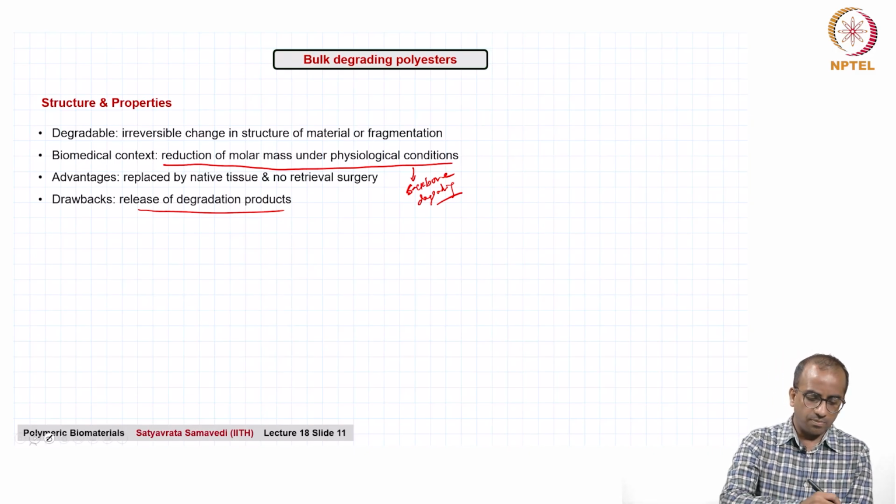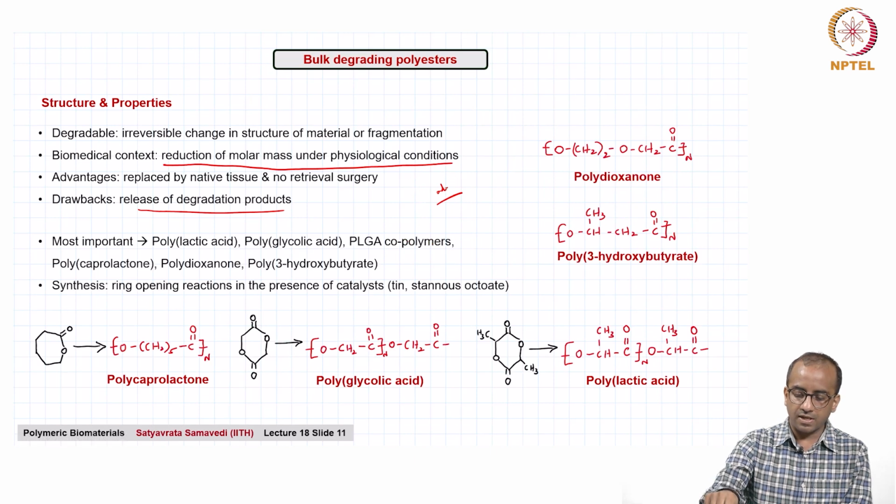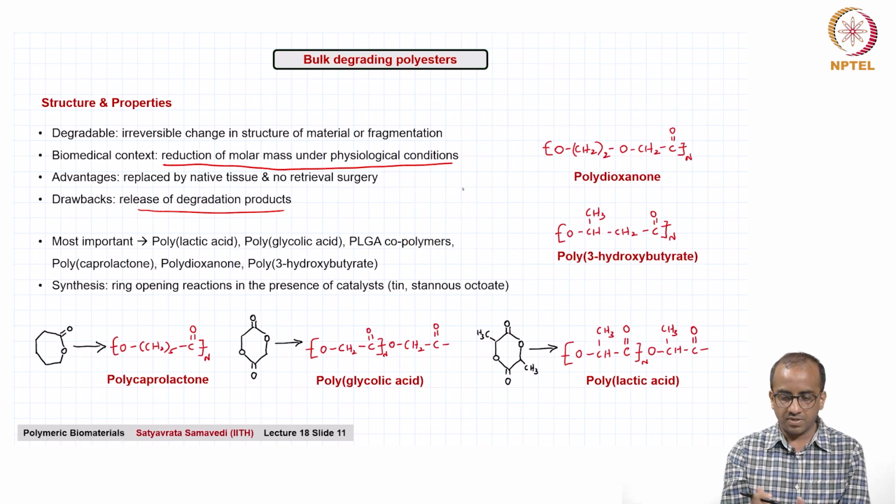And some popular examples of these bulk degrading polyesters include polylactic acid, polyglycolic acid, PLGA copolymers, polycaprolactone. Many of these we have seen in different contexts in earlier lectures.